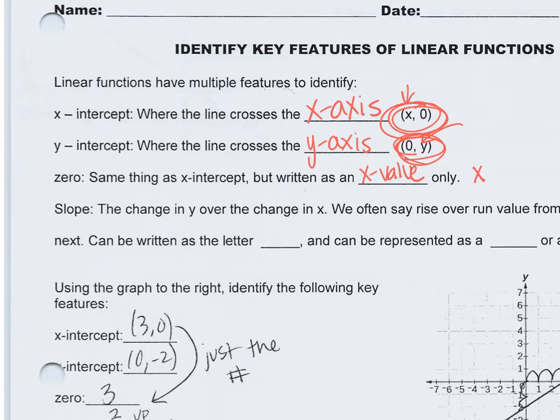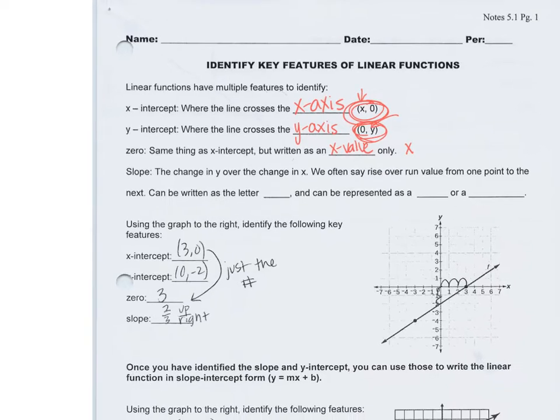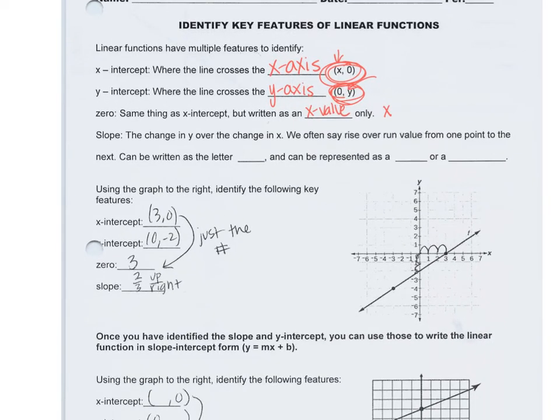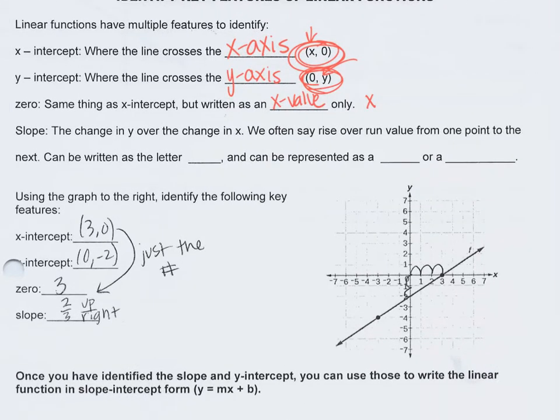Slope is the change in y over the change in x. We often say rise over run, value from one point to the next. It could be written as the letter m and can be represented as a number or a fraction. It can be represented as either of those two things.